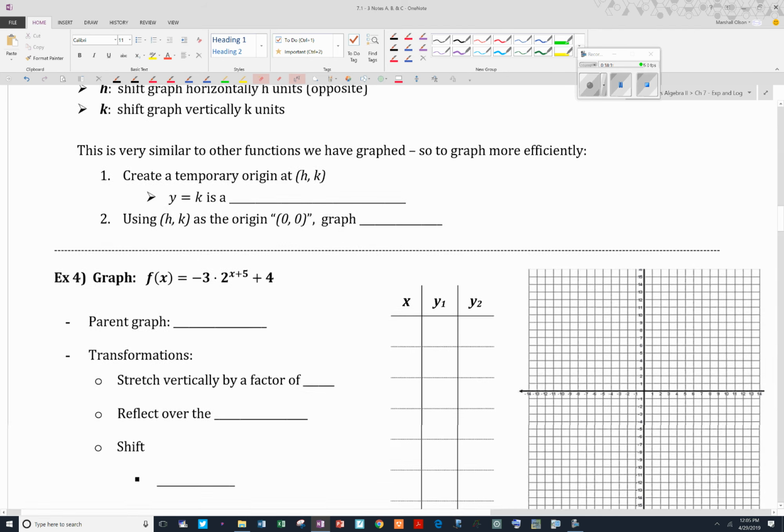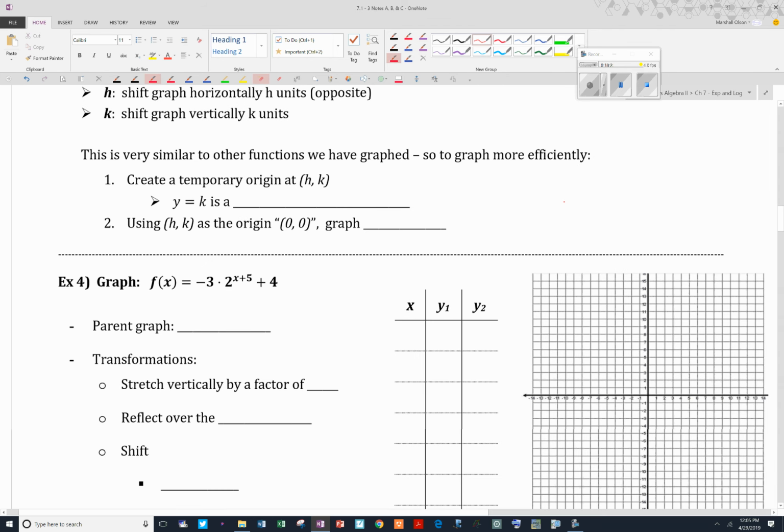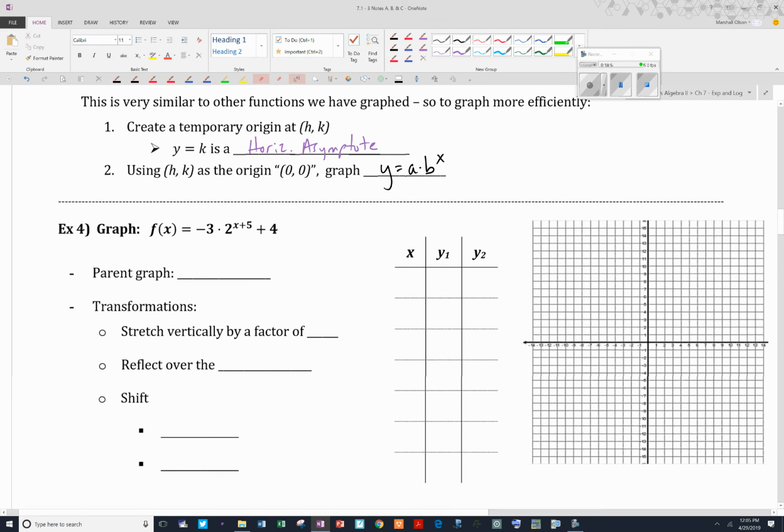And then it says, this is very similar to other functions we have graphed. So to graph more efficiently, we kind of create a temporary origin at HK so that y equals K is actually a horizontal asymptote. And we kind of treat that HK value as the origin and we graph from there. From there, we would graph y equals A times B to the x without the H and K. It's everything that we've done in the past, just with a new function. Okay, so write that stuff down there first, and then we'll start doing this example. And if you're kind of confused by that, hopefully it'll make sense as we go through this.